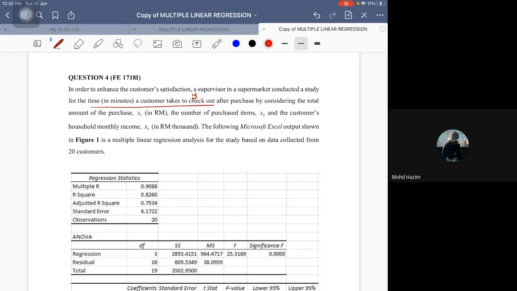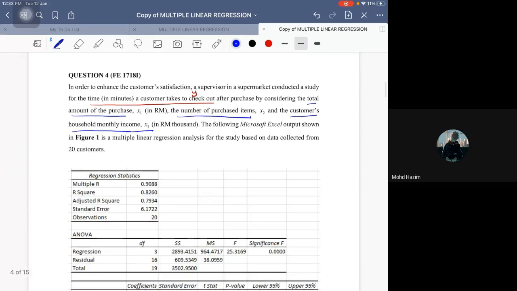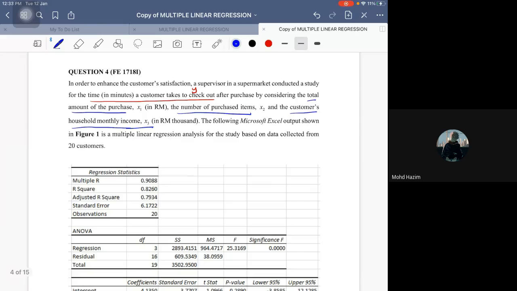And for this dependent variable, we want to know whether or not it is related to the independent variables. The first independent variable is the total amount of purchase. The second independent variable is the number of purchase items, how many items you buy. And the third factor is the customer's household monthly income. The following Microsoft Excel output shown in figure 1 is a multiple linear regression analysis for the study, based on data collected from 20 customers.